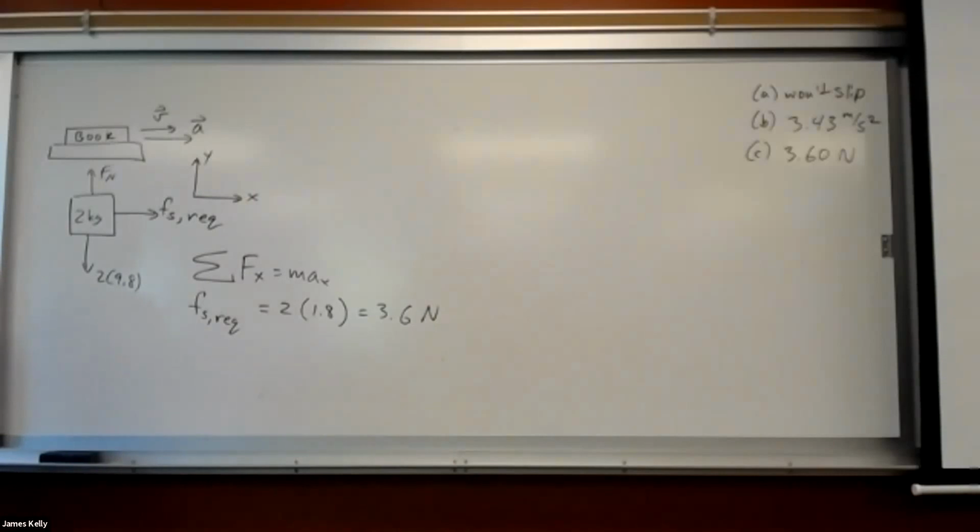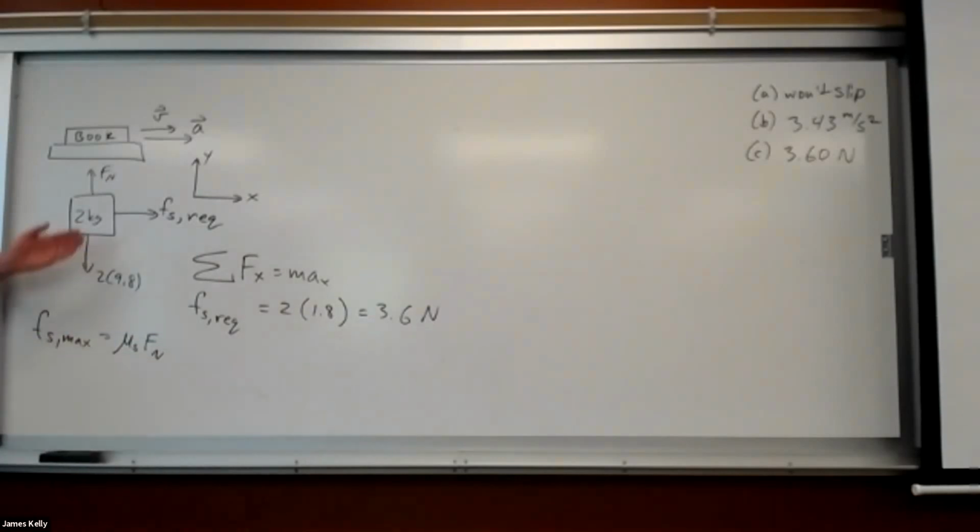Now, there's no guarantee that static friction can hold on that tight, so I separately now have to calculate what is the maximum magnitude force that the static friction can push with. And then we're going to compare it to this number. That is the mu static times the normal force.